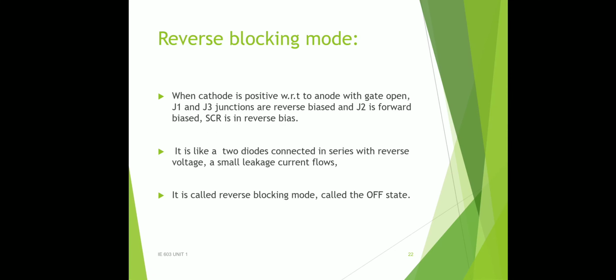Reverse blocking mode. What is reverse blocking mode? This mode occurs when the cathode is positive with respect to the anode with gate open. Junctions J1 and J3 are reverse biased and J2 is forward biased. That means the SCR is in reverse bias and a small reverse leakage current flows in this mode. It is also called reverse blocking mode and can also be called the off state.